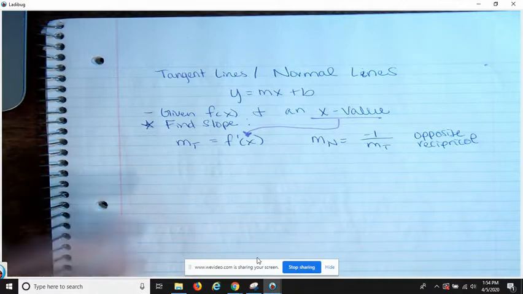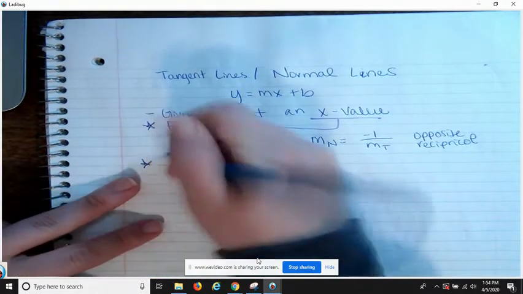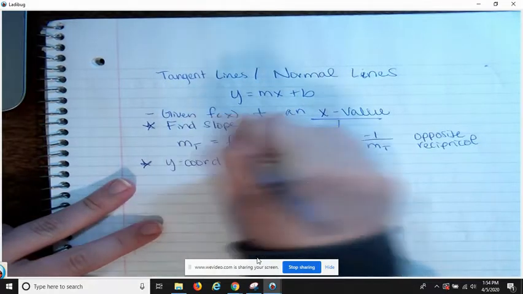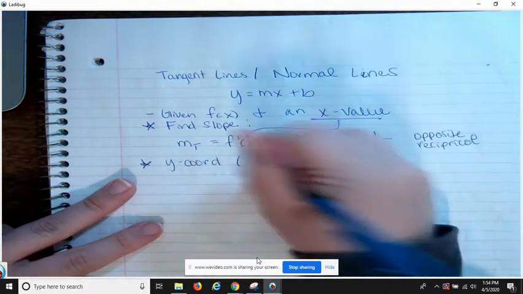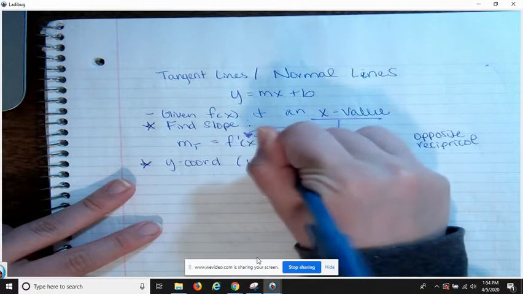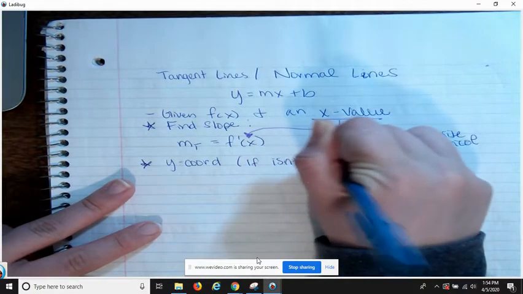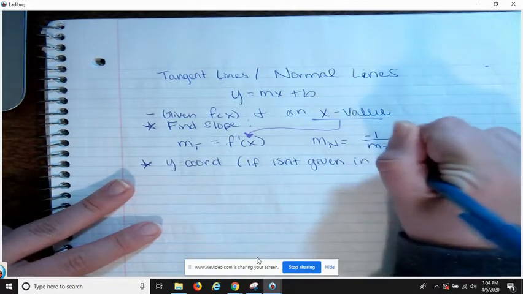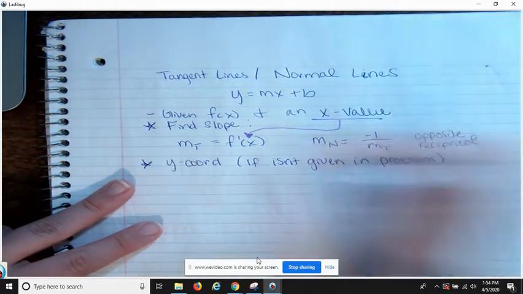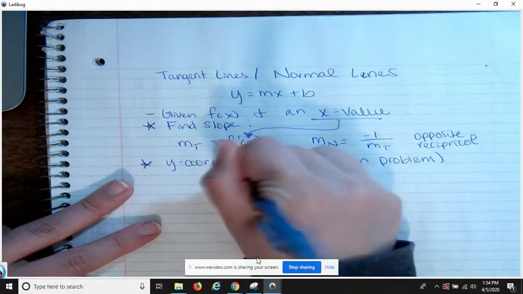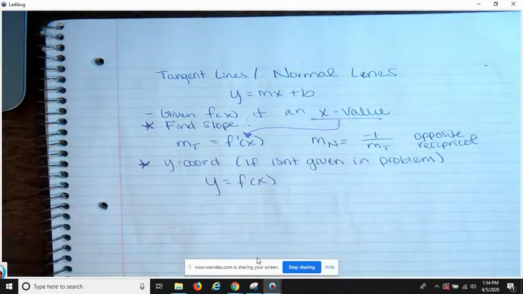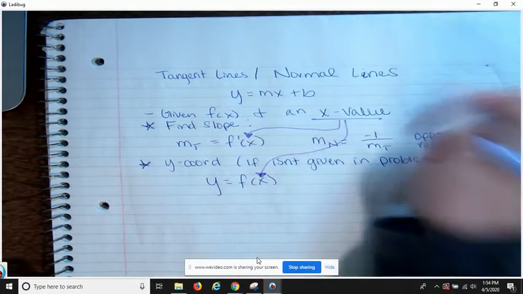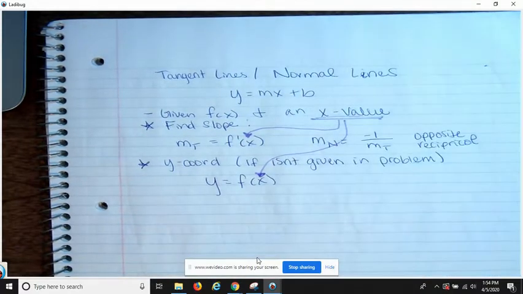And your y coordinate, if it isn't given in the problem, okay, you find by doing y equals f of x, where this x, again, is the value given. Okay? All right, so that's what that is.